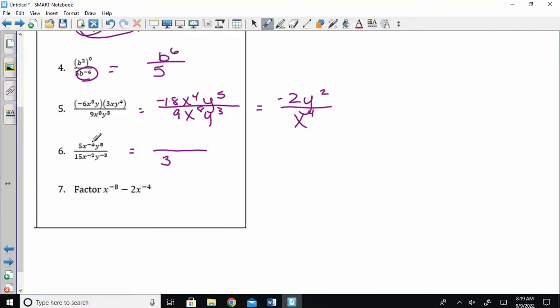Number 6, 5 over 15 reduces to 1 over 3. X's, you could flip it first if you don't like the negatives, or we could subtract it from here. Which one's bigger, -4 or -2? Okay, so we'll end on the bottom. -2 minus -4, so -2 plus 4 is 2. Y's, we have more on top, so 8 minus -3, or 8 plus 3 is 11.